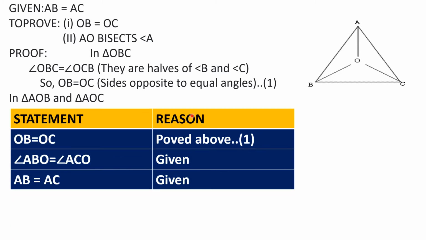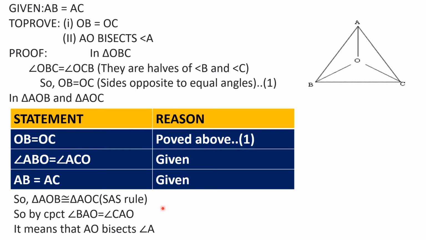Now you consider the two triangles AOB and AOC. In these two triangles, AB is equal to AC, it is given, and OB is equal to OC, just now we proved, and angle ABO is equal to angle ACO. It is given. Therefore, by SAS, we can prove that these two triangles are congruent. We can also prove it by SSS or SAS. In both ways, we can prove it.